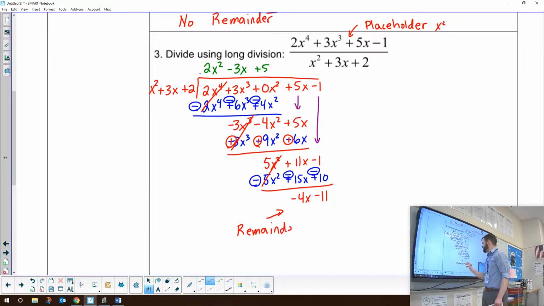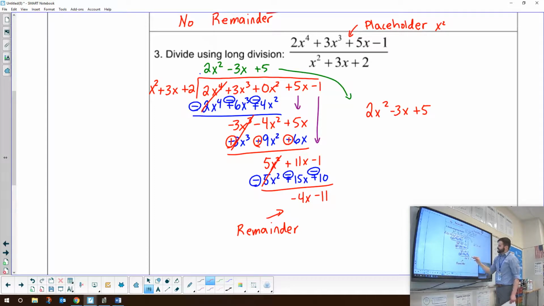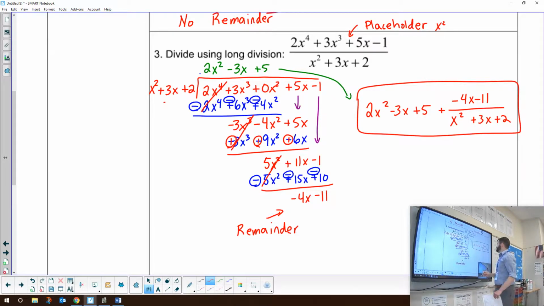So pay close attention. This is how we write our answer. This is our main answer. We're going to write that out: 2x squared minus 3x plus 5. That's my main part of my answer. However, next, we're going to write my remainder. So we're going to write plus negative 4x minus 11 divided by my divisor, which is going to be x squared plus 3x plus 2, and that is going to be my answer.